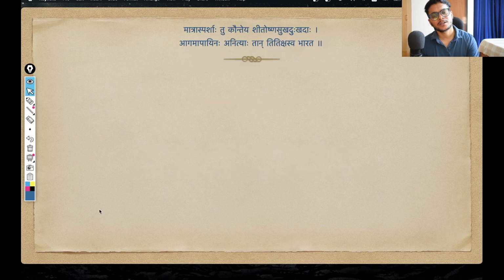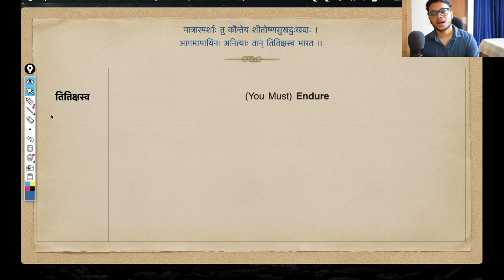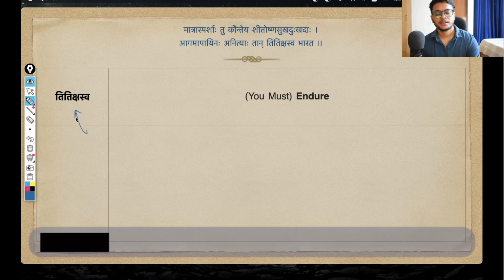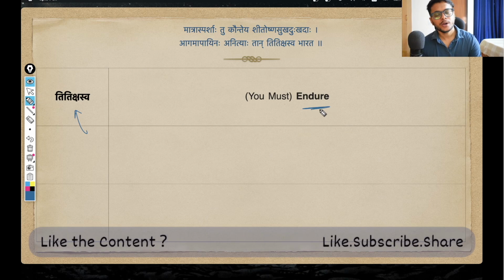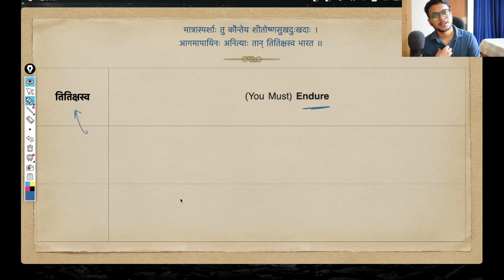But anyways, now let us start decoding the shloka. And we are starting with this dhatu roop, titikshaswa. And this kriya pad means you endure. Okay, so the speaker is talking directly to the second person, that is the listener, Madhyama Purush. And since we know that the speaker is Krishna and he's talking directly to Arjuna, so basically Krishna is saying to Arjuna that you, Arjuna, endure. Okay, but let us understand this word.